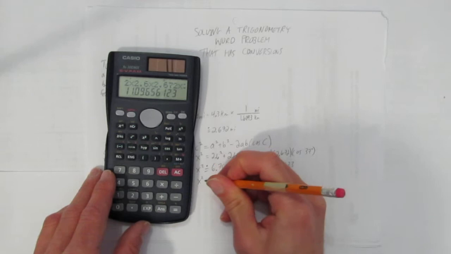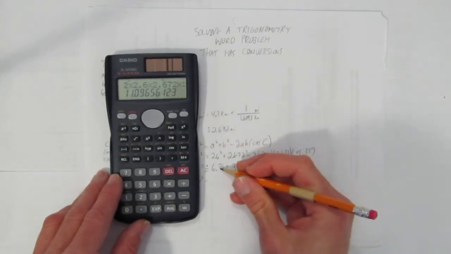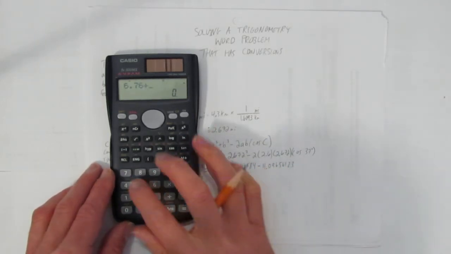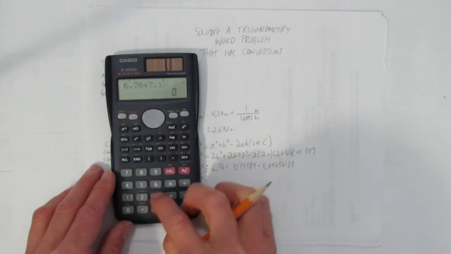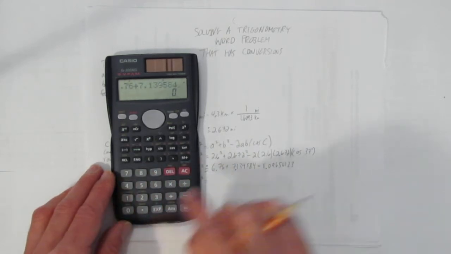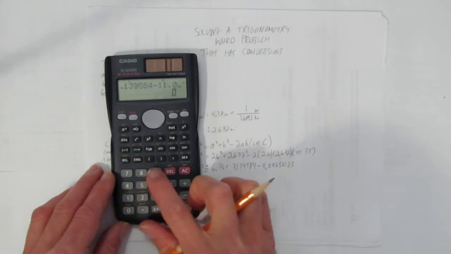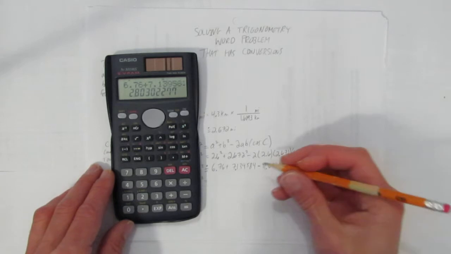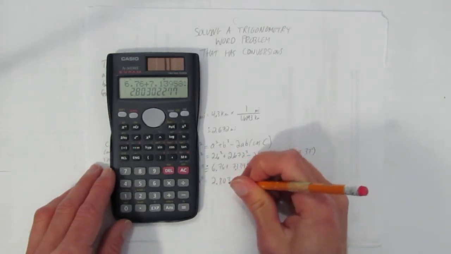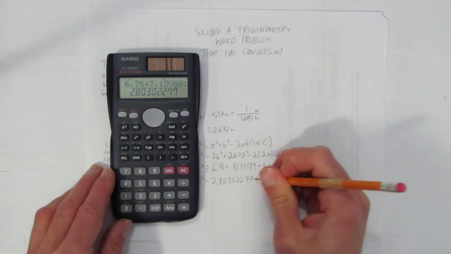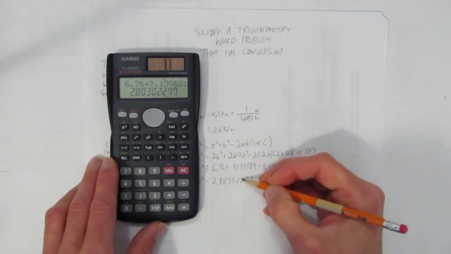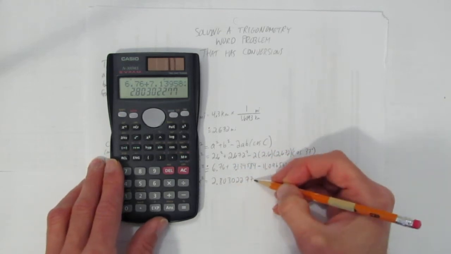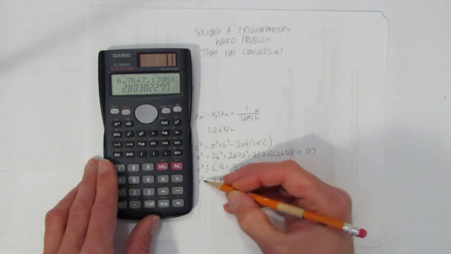Okay, now I get x squared equals, now I'll put all these together, this plus this minus this: 6.76 plus 7.139584 minus 11.09656, and I get 2.80302277. Now, no rounding dot. Why? Because my calculator didn't round this time. It rounded on the third last line, but on the second last line, there's no rounding. It's just the exact answer, so no rounding dot.